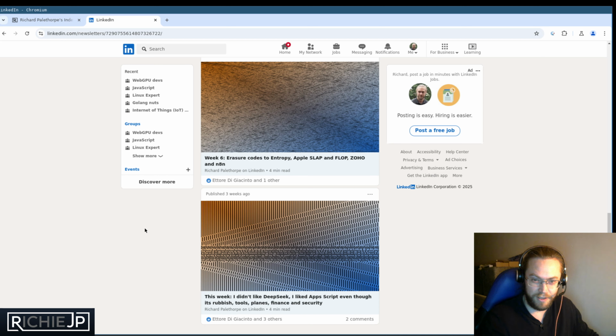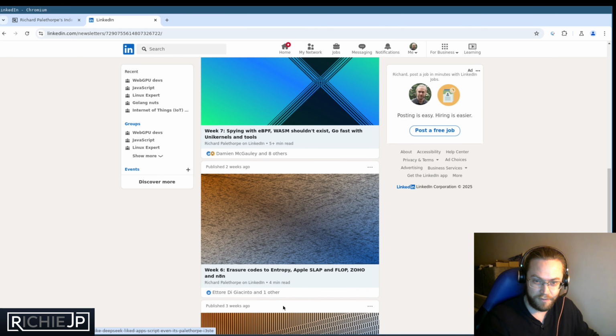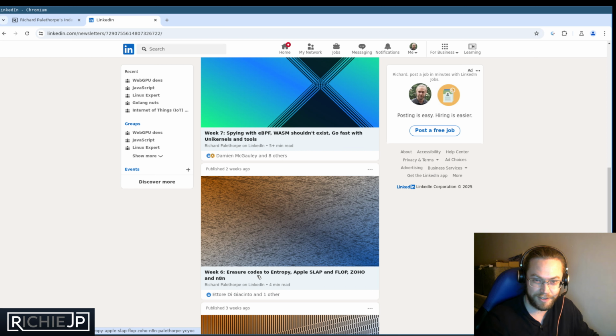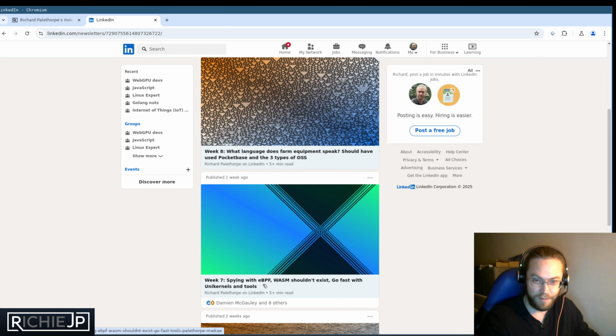So far, it had DeepSeek, which I wasn't impressed with, possibly because I didn't try the proper version of it. But there you go. Yeah, AppScript, a whole bunch of other stuff. Then yeah, erasure codes to entropy. Not many people liked that. And then eBPF, WASM shouldn't exist. Go fast with unikernels. Yeah, unikernels are really cool.